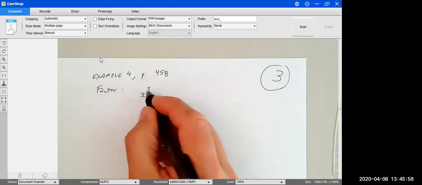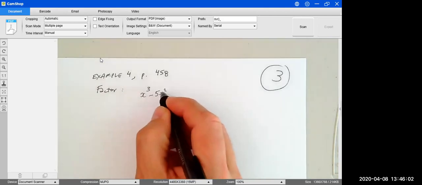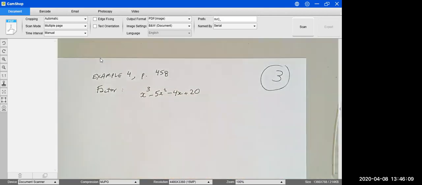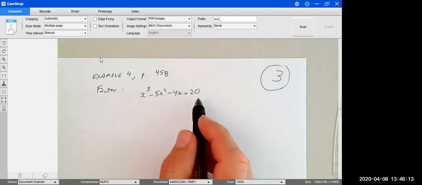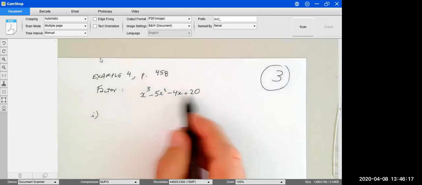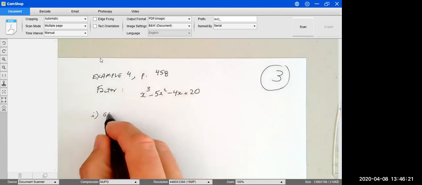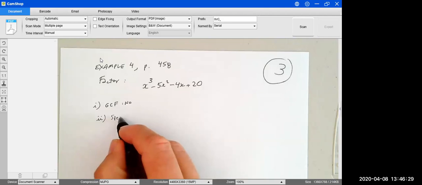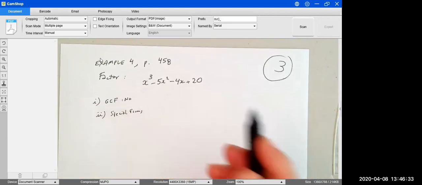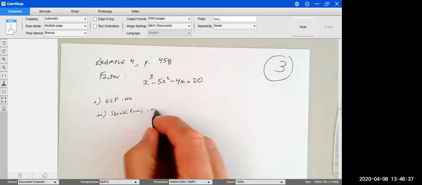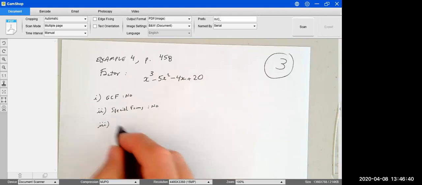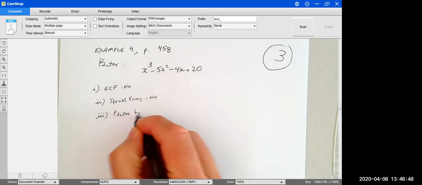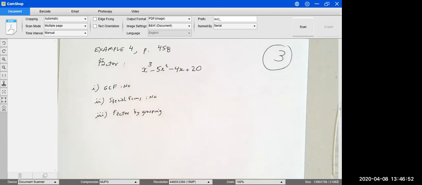So we have x to the cube minus 5x squared minus 4x plus 20. So in this case, we don't have a greatest common factor, because there is nothing that you can get out of these terms. So no greatest common factor. So then special forms, we don't have binomials here, we don't have trinomials here, so no special form. So we go directly to our general way to factor. In this case, the only possible option is factor by grouping. That was our first technique that we learned.